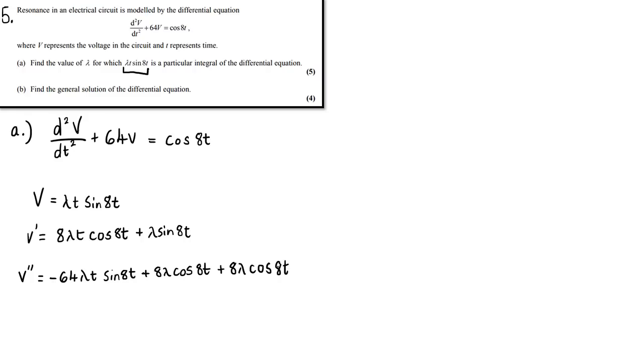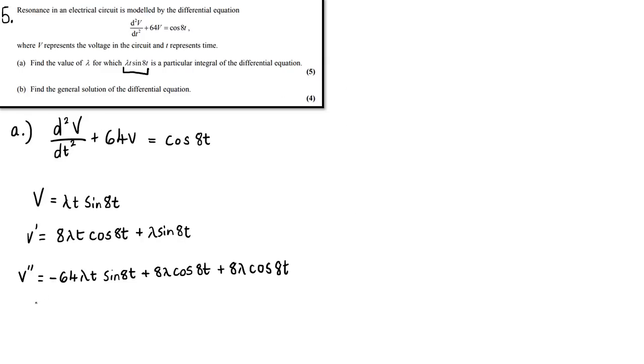Okay, so what we've got here now is the second derivative. We've got d squared v by dt squared. We already had v, so we just need to times that by 64 and then add those together. And we're going to set that equal to cos 8t. And if we do that here then, we might run out of room a little bit. Let's give it a go.